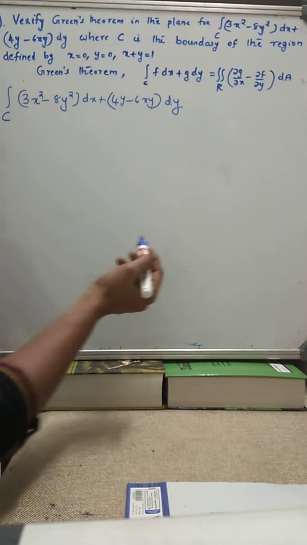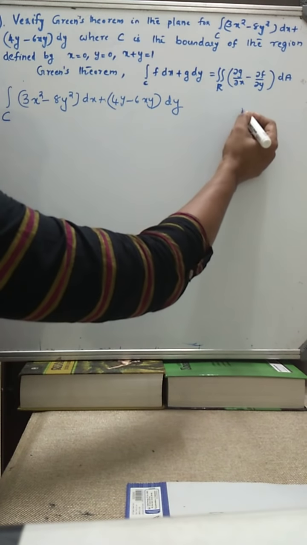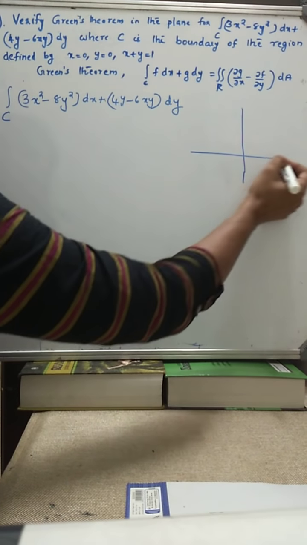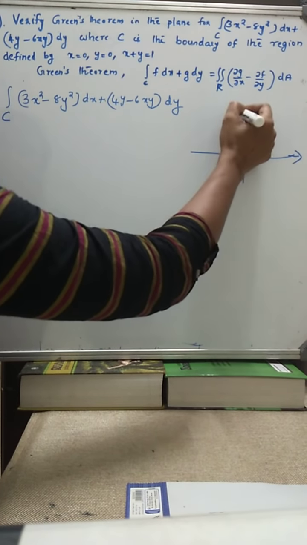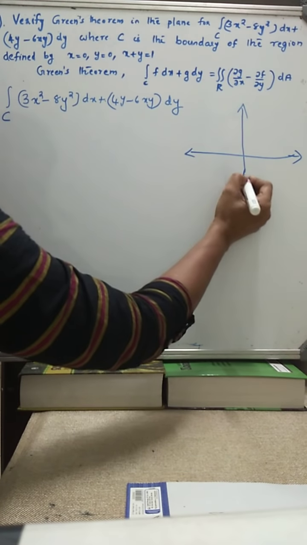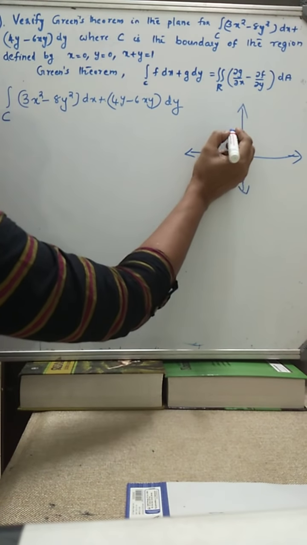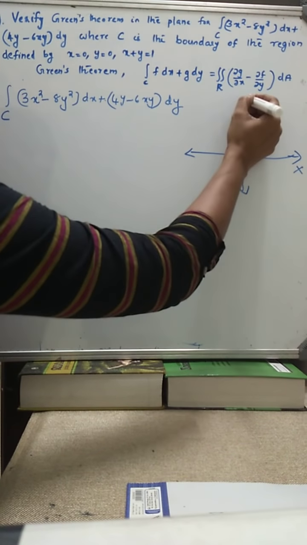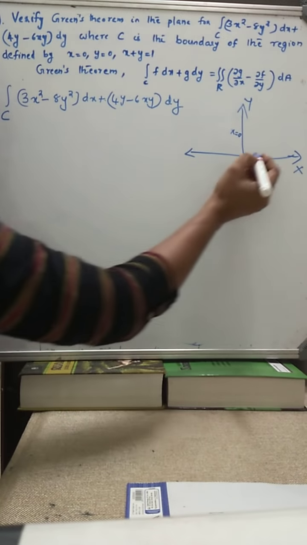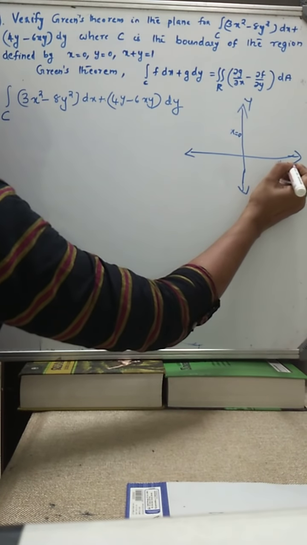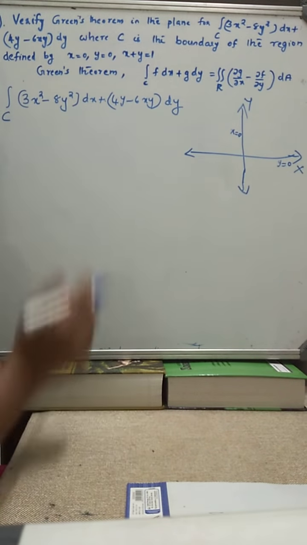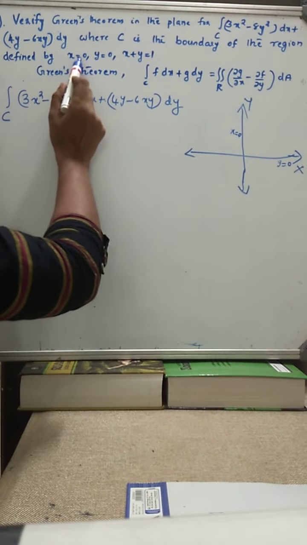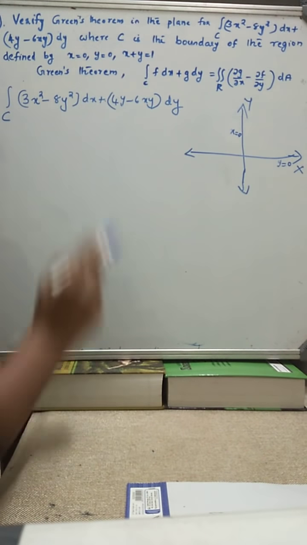x = 0 means the y-axis and y = 0 means the x-axis. So this is our y-axis whose equation is x = 0, and this is our x-axis whose equation is y = 0. Now let us draw the region. The region is bounded by x = 0, y = 0 and x + y = 1.